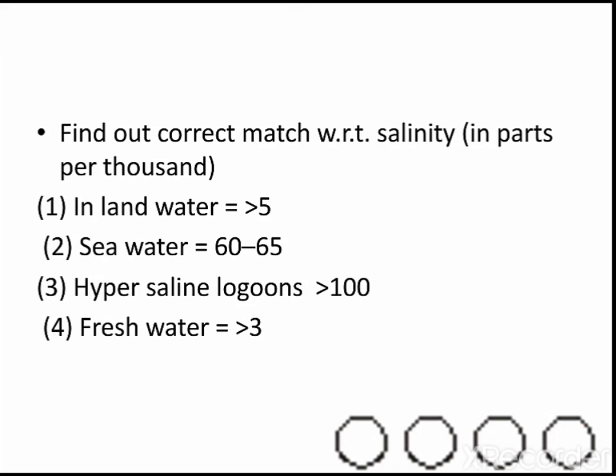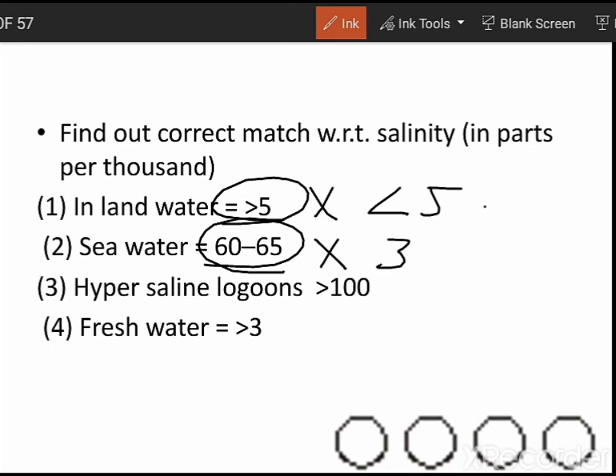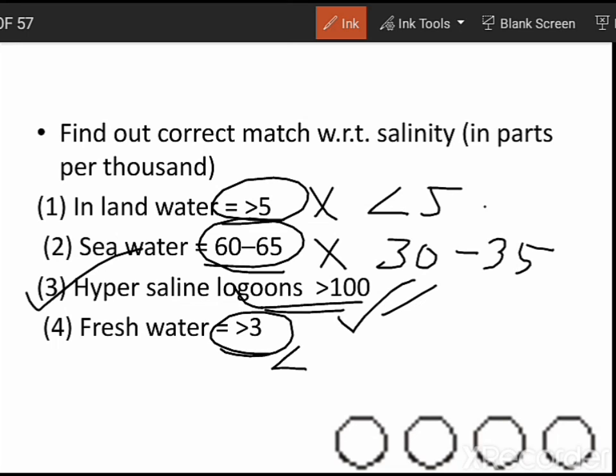Moving on to the next question, find out the correct match with respect to the salinity in parts per thousand. So the first option states inland water is having greater than or equal to 5. Well, this option is going to be incorrect because it should be less than 5. Seawater 60 to 65 again is going to be incorrect because it should be 30 to 35. Hypersaline lagoons, greater than 100, yes, that is correct. Freshwater should be less than 3, so the answer should be option number 3.